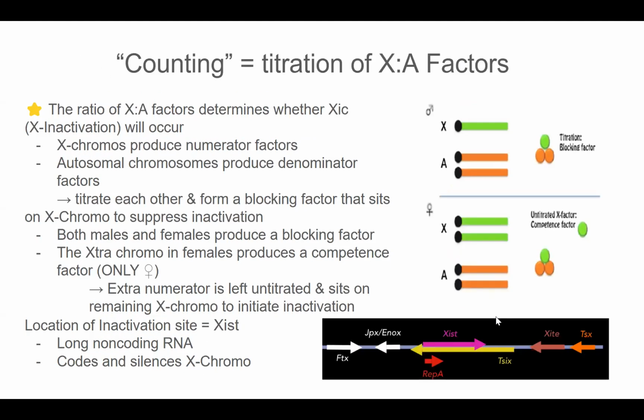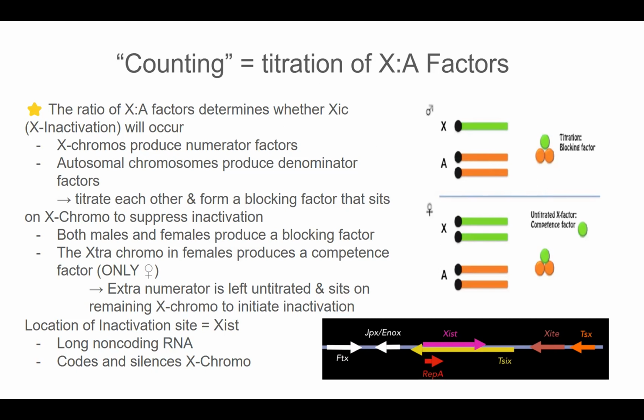So what counting really is, is the titration of the X and A factors. That ratio determines whether X inactivation will occur. The X chromosomes produce numerator factors, and they are shown in green in the picture right here. The autosomal chromosomes produce denominator factors, and they are the orange. So once these two chromosomes produce their own factors, they will titrate each other to form a blocking factor that sits on the X chromosome to suppress inactivation.